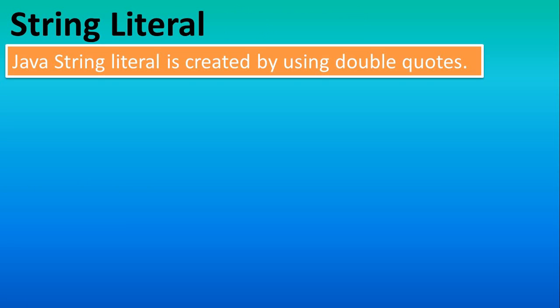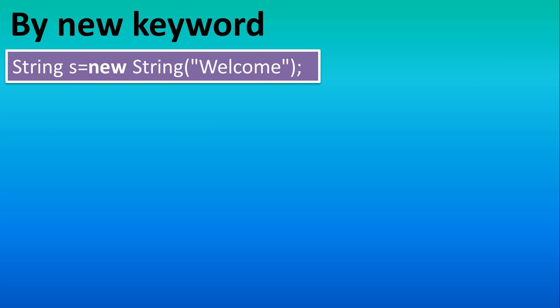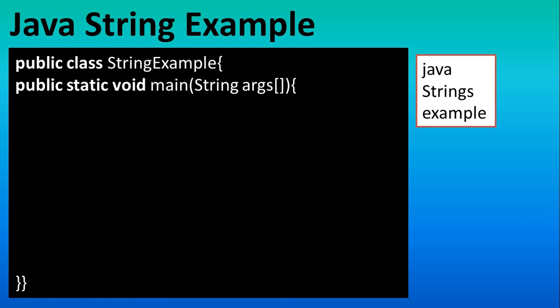A string literal is created by using double quotes. Like that you can directly create a string object which represents the string value, that is known as a string literal. By using the new keyword also you can do this. This syntax is the same as creating an object, like here the string object s equals new String, which has a particular value.